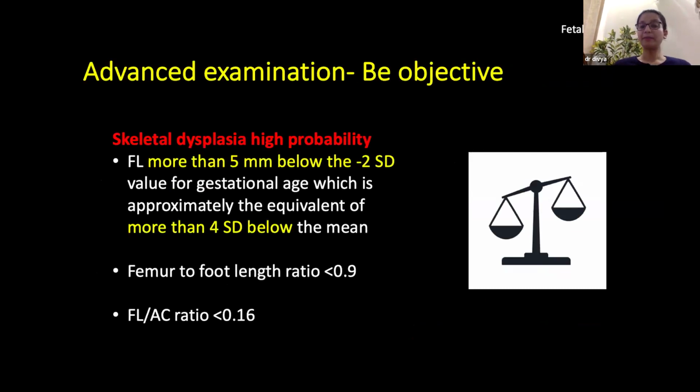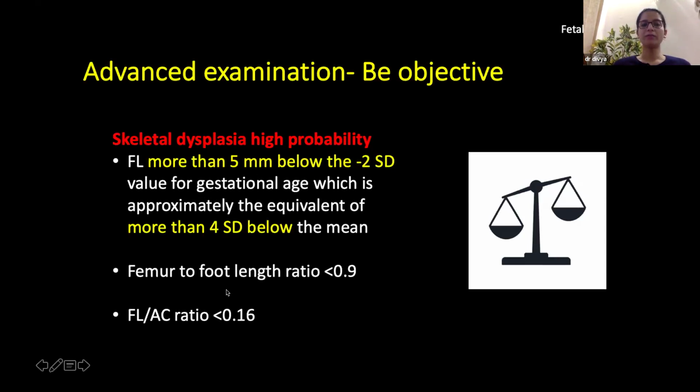Now, if femur length is more than 5 millimeters below the -2 standard deviation line, and remember I said fifth centile is equal to -1.6 standard deviation, which roughly corresponds to around 4 standard deviations below the mean, then there is a high probability that this femur shortening is because of skeletal dysplasia, because this is marked femur shortening. So it's more likely to be due to skeletal dysplasia rather than other things like fetal growth restriction or aneuploidies like trisomy 21.